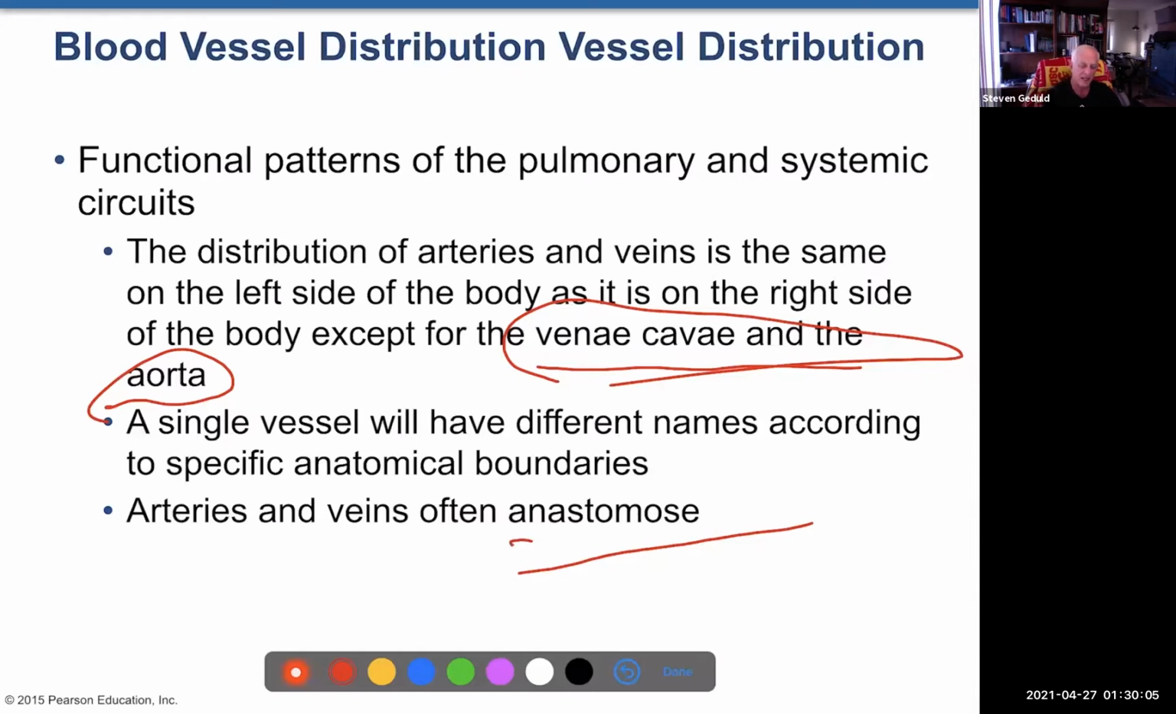Arteries and veins often anastomose. Anastomosis means it branches into a whole bunch of branches and they intertwine with each other. That's an anastomosis. All the little things intertwine. That just makes sense because arteries are pumping blood away from the heart and veins are going back to the heart. They've got to meet somewhere. And they meet by these anastomoses where they tie into each other with very thin areas so blood can be exchanged. Oxygen can be exchanged.